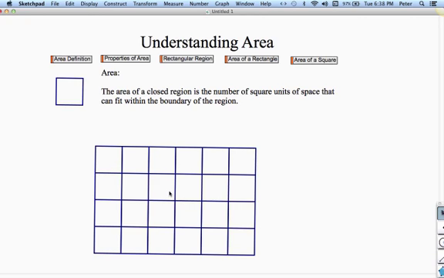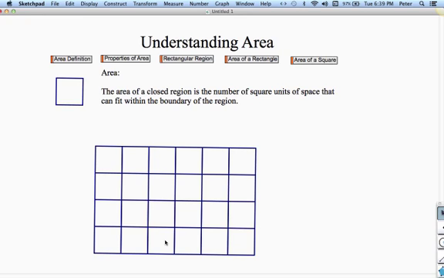rectangular region here. If all we're doing to find area is counting up the squares, there's of course two ways to do it. You could do it like you did in first grade and just count all the squares. And when you did, you'd see that there were 1, 2, 3, 4, 5, 6, 7, 8, on and on until you came to 24.